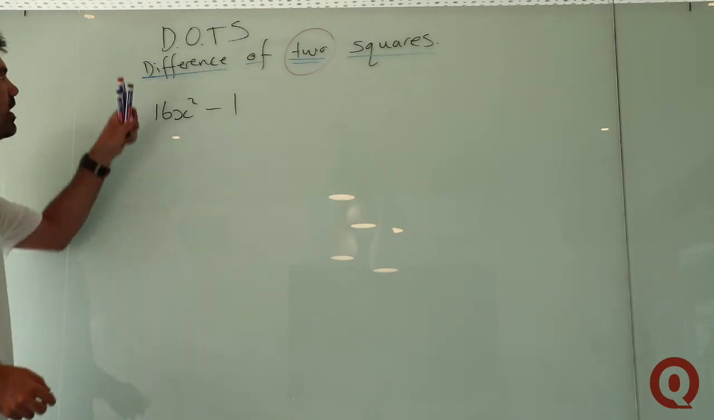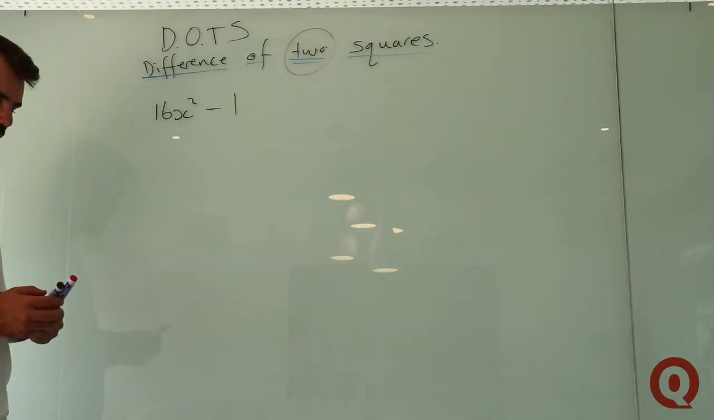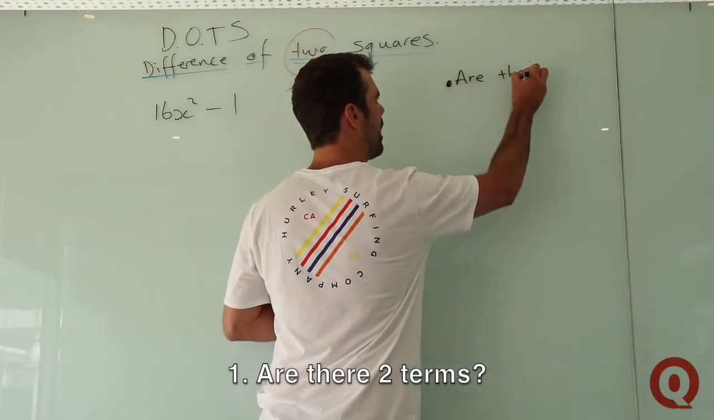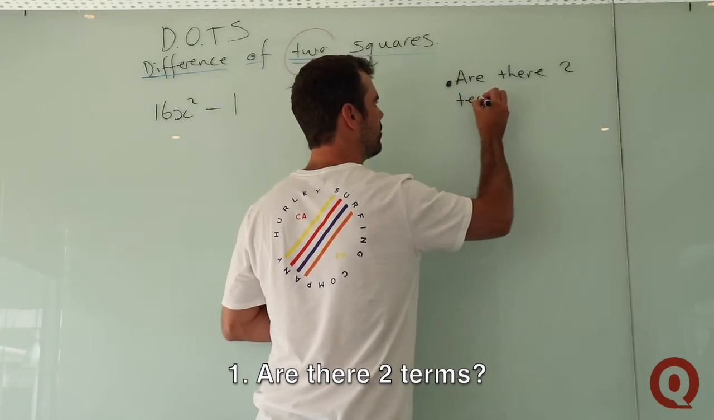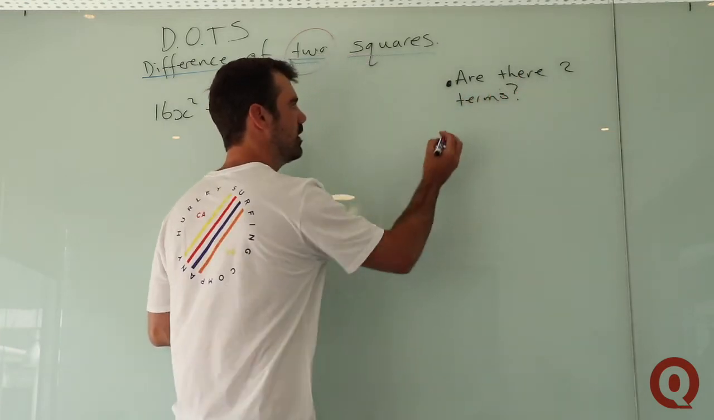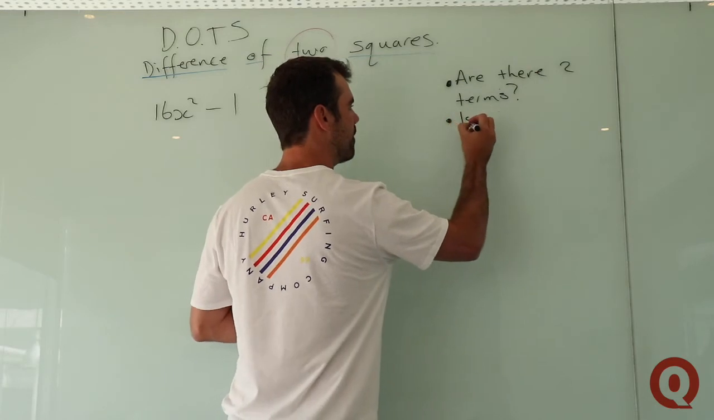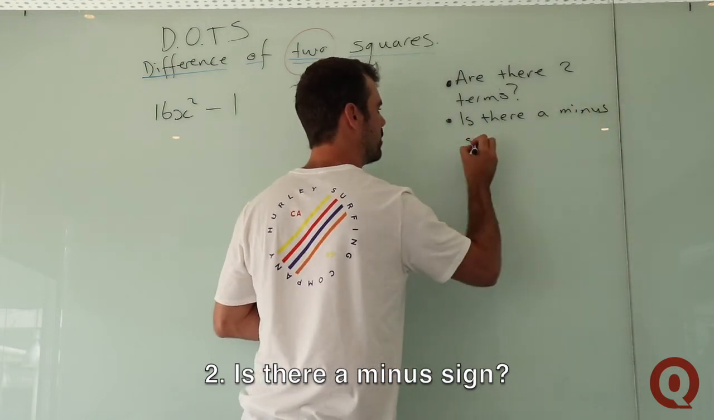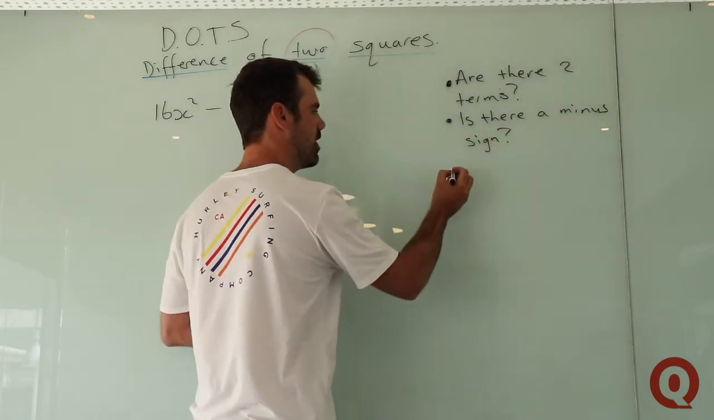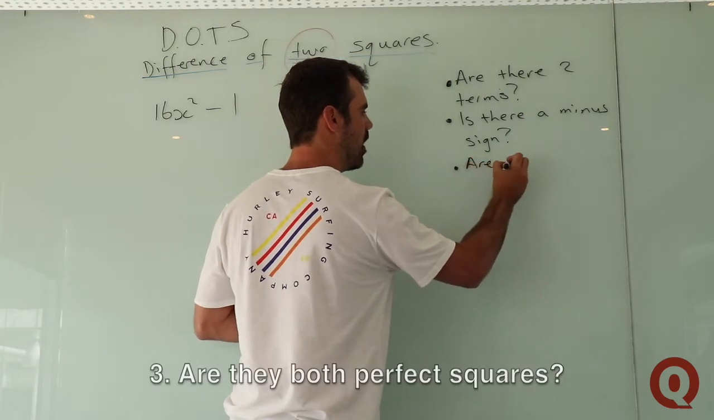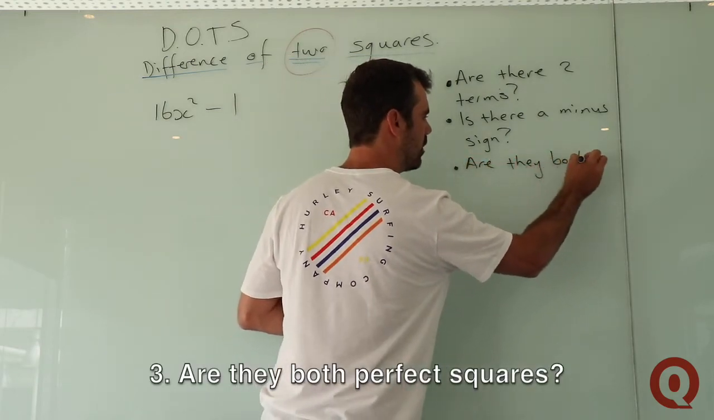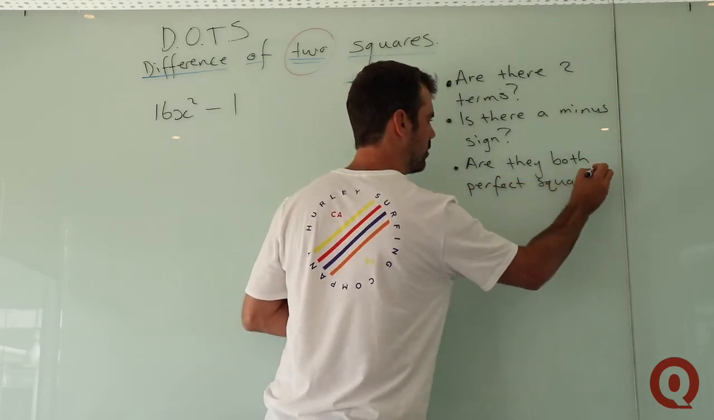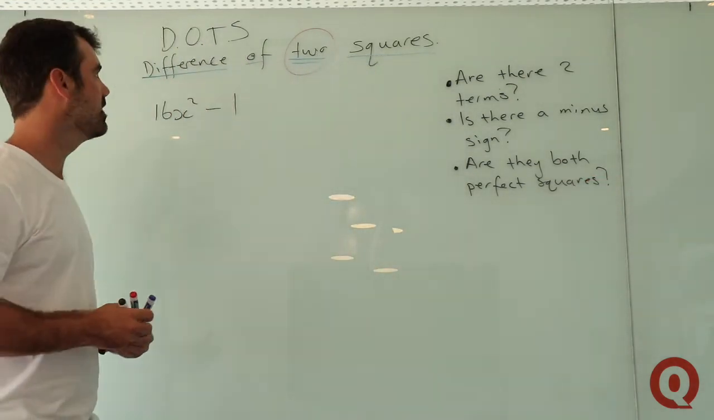Now, can we factorize this? Well, of course we can. We can use dots. But there's 3 things to check. Number 1, are there 2 terms? Question number 2, is there a minus sign? And question number 3, are they both perfect squares? Those are the 3 questions we need to ask ourselves when dealing with dots.